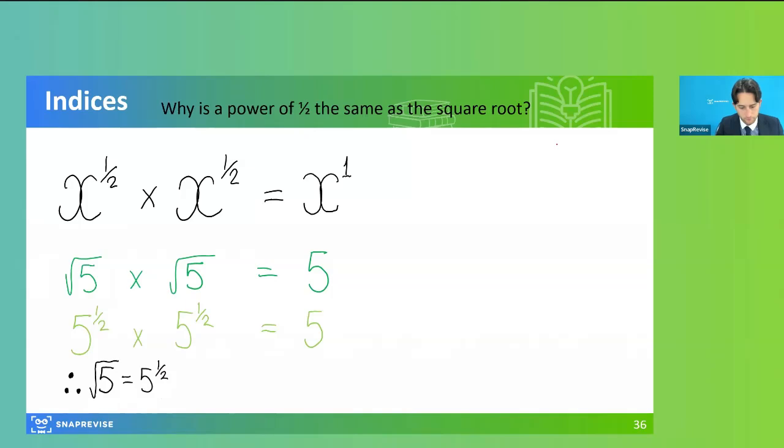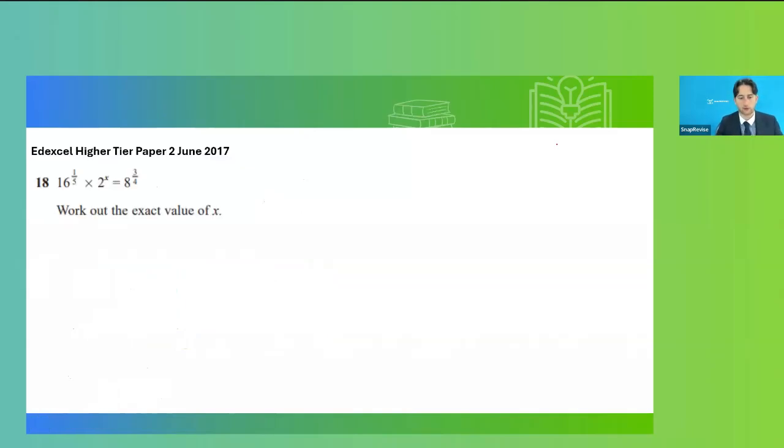Now, what we've got here is quite a tricky question that a lot of people lose marks on. They get a bit stumped with it. This probably would be the end half of the paper, actually, but we might as well do it now while we're looking at indices. And I want us to think about how we would approach this, because even if you did have a calculator, I don't think it overly helps you with this question if you don't know where to start. So work out the exact value of x. 16 to the power of a fifth times 2 to the x equals 8 to the 3/4. Now, the trick here is all about the base.